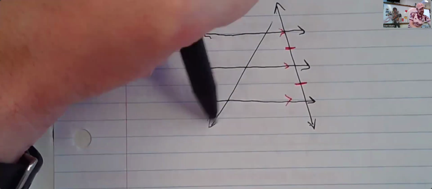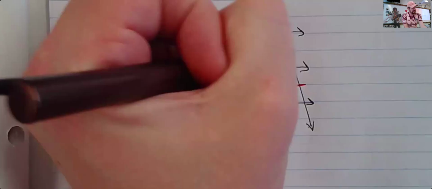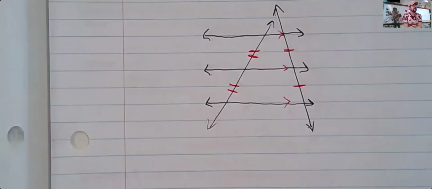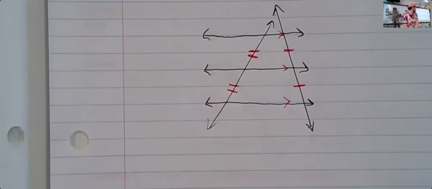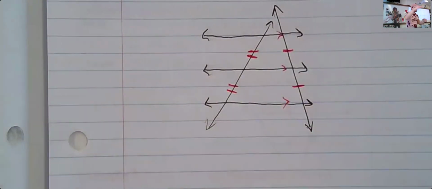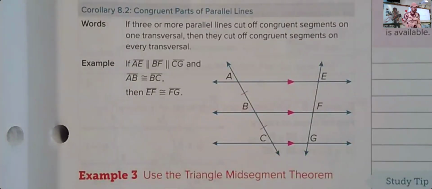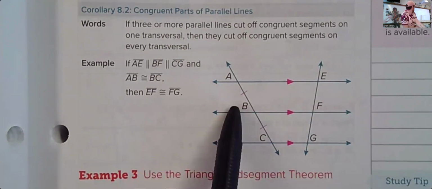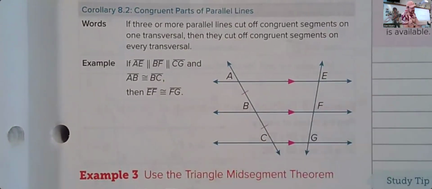So if we were to draw a line diagonally from here all the way over there, these segments would also have to be congruent. Which makes sense, because if the distances between three lines are the same, it doesn't matter which way you draw a line through it, those segments will be equal because the lines are all the same distance apart from each other. Makes sense. So if you have three parallel lines, they're all spaced evenly.